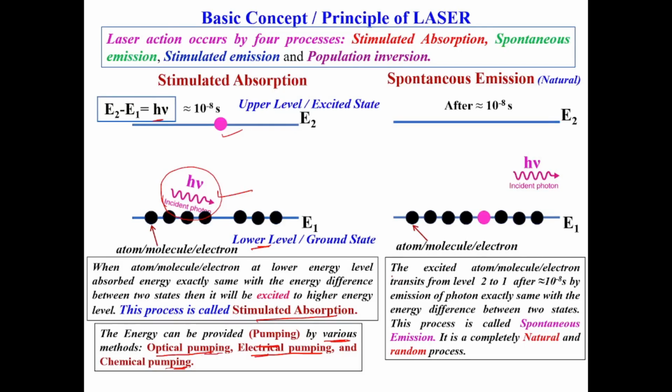Here what I have written: the excited atom, molecule or electron transits from level 2 to 1 after 10 to the power minus 8 second by emission of a photon exactly the same as the energy difference between the two states, whatever I discussed. That means h mu energy gained, excited to E2, and when it transits to E1, exactly the same h mu energy photon is emitted. This process is called spontaneous emission, and it is completely natural and random, not systematic. So this is all about stimulated absorption and spontaneous emission.